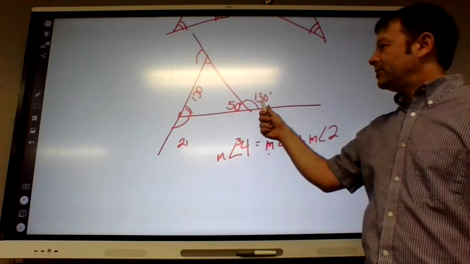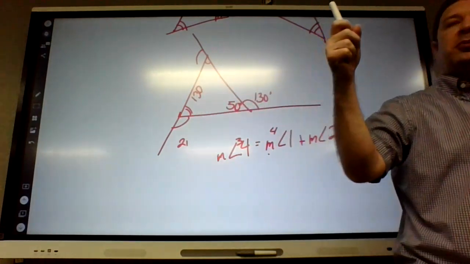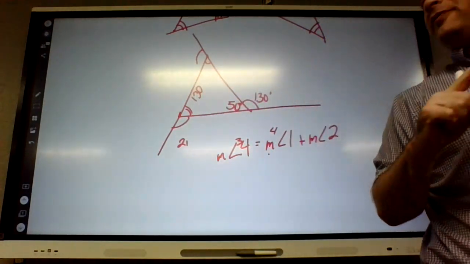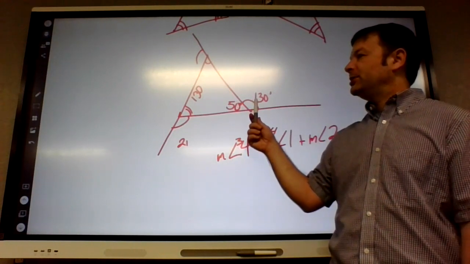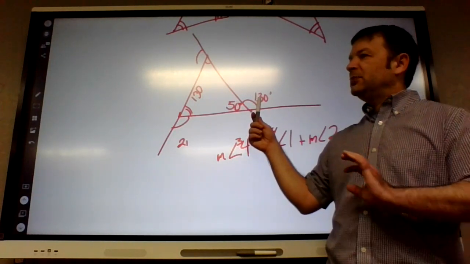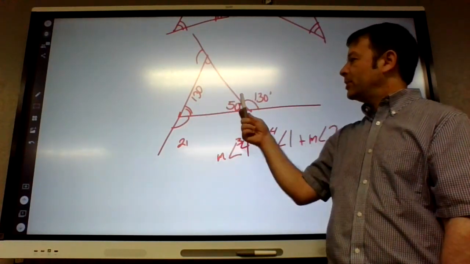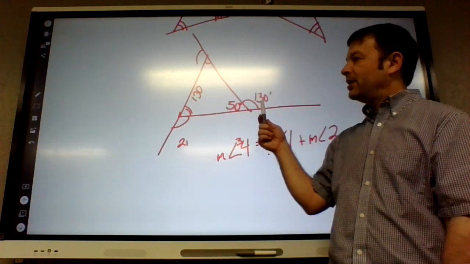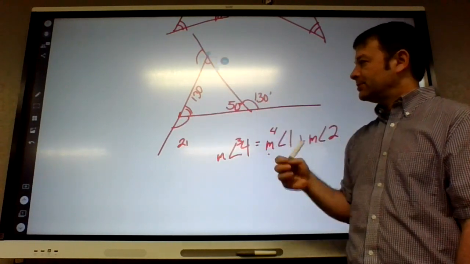So the exterior angle in a triangle is equal to the sum, you guys remember what sum means? Addition. Of the remote interior angles. What does remote mean? Far away. So these two angles are far away from this exterior angle. So these two angles equal this angle.